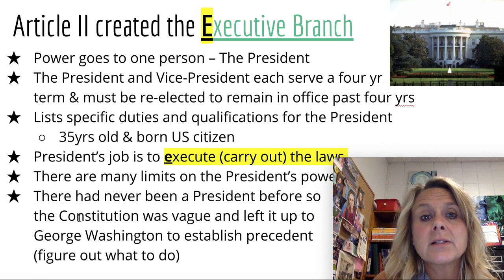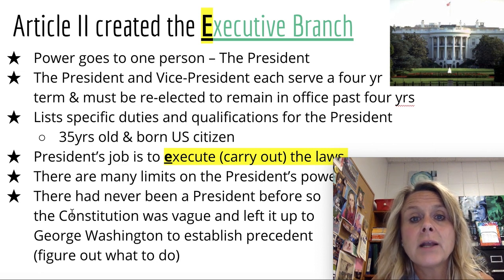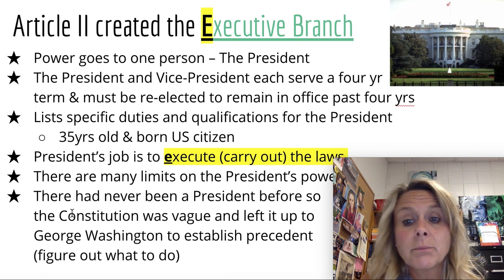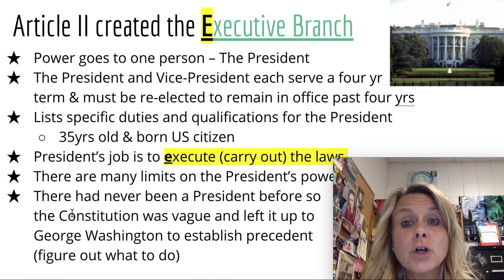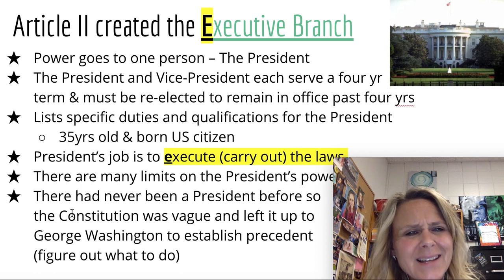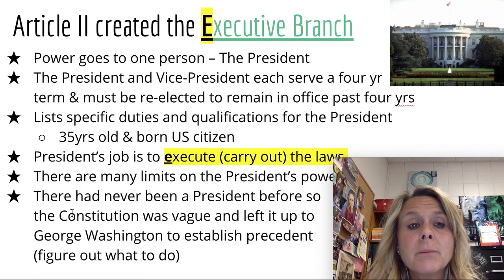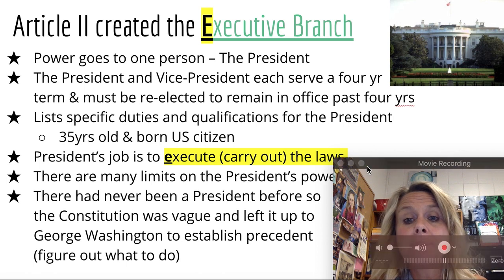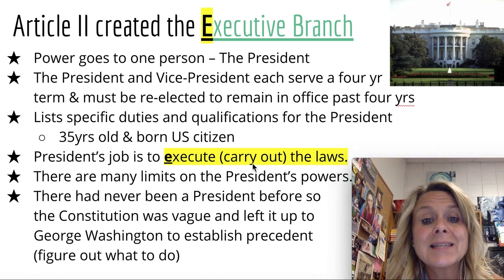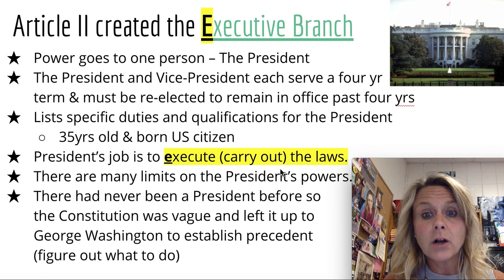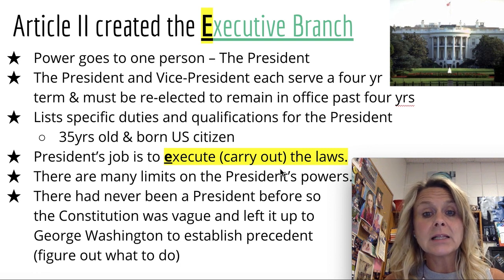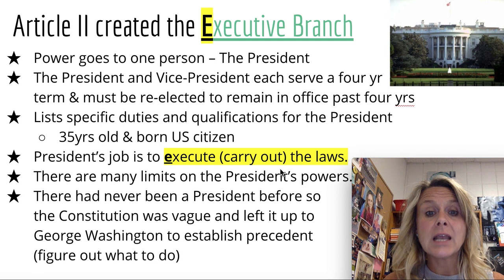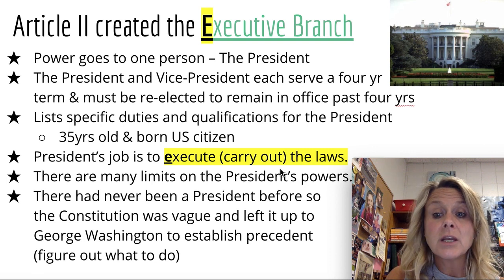Article 2 created the executive branch. The executive branch is the branch where we get the president and the vice president. It's also the cabinet. The president cannot do his job all by himself. He needs people to help him. And so he has cabinet members that are nominated and then approved to help him carry out his job. The president's main job is to carry out the laws that are made by Congress. So if somebody doesn't like what the president is doing when he's carrying out and enforcing the laws, they should write their congressman to ask them to change the laws.